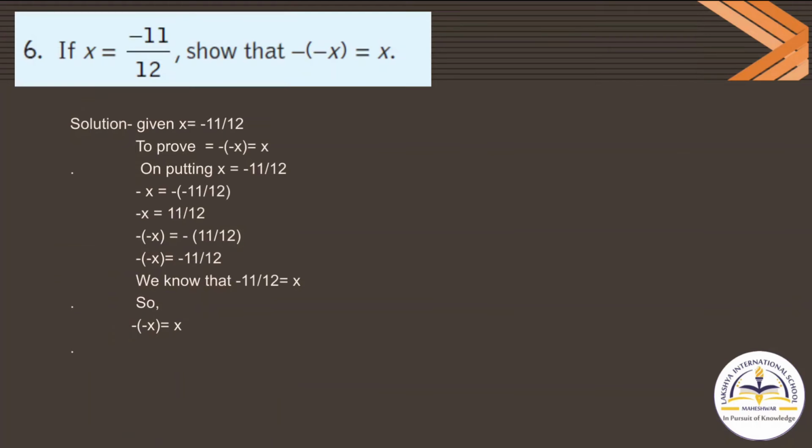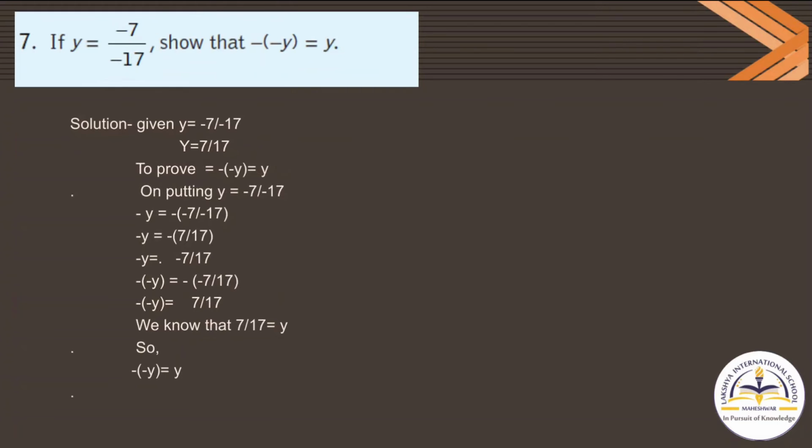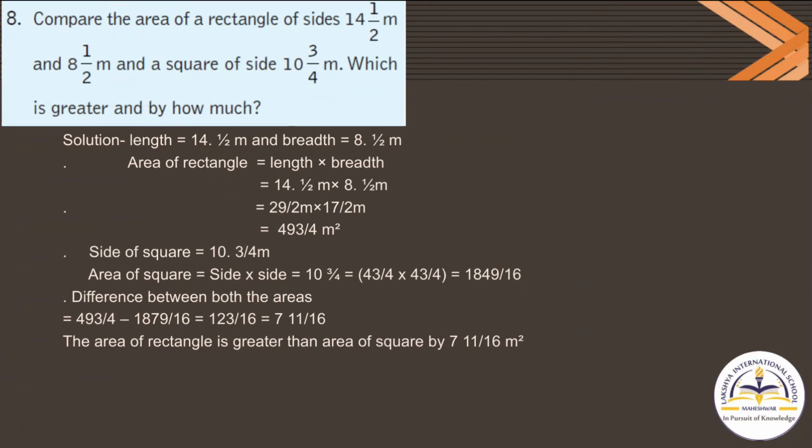Question number 6. If x equal to minus 11 by 12, show that minus x equal to x. Prove this. On putting x equal to minus 11 by 12, we have to put this in our condition. Minus x equal to 11 by 12. Minus x equal to minus 11 by 12. Now we know that minus 11 by 12 equal to x. So both are equal. In the same manner you have to solve question number 7.